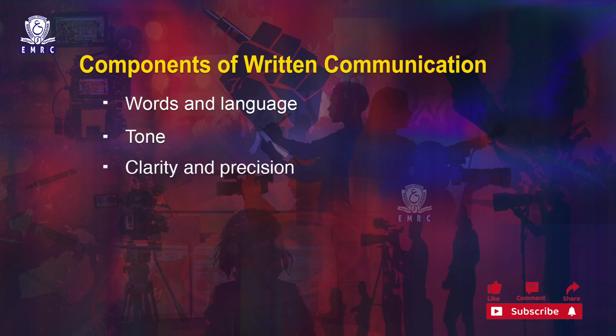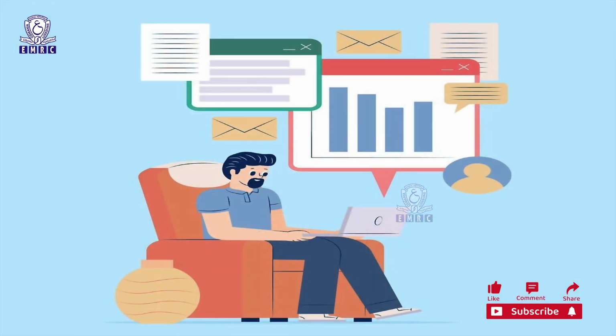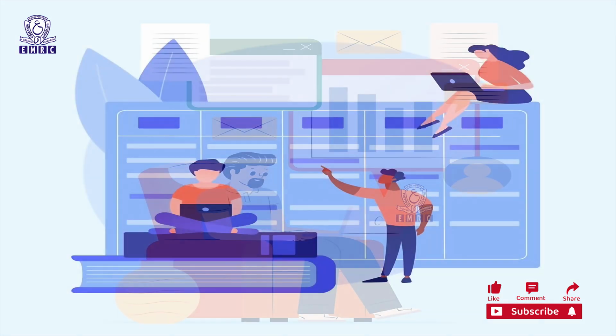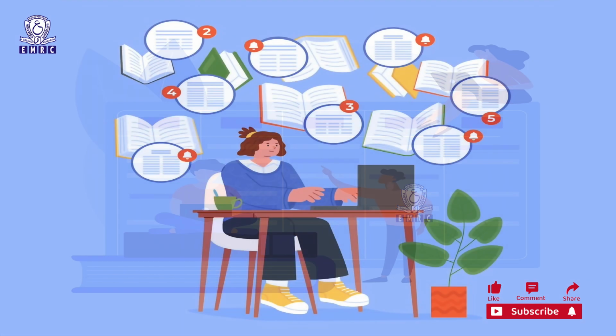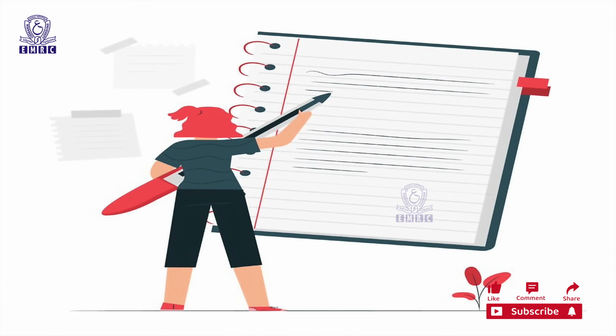Clarity and precision. Clear and precise expression of ideas to minimize the risk of misinterpretation. Well organized and logically structured writing enhances clarity. Grammar and punctuation. Proper use of grammar rules and punctuation marks ensures accurate and understandable written communication. Style. The individual or organizational writing style, which may include use of specific terminology, formatting preferences and overall writing conventions.